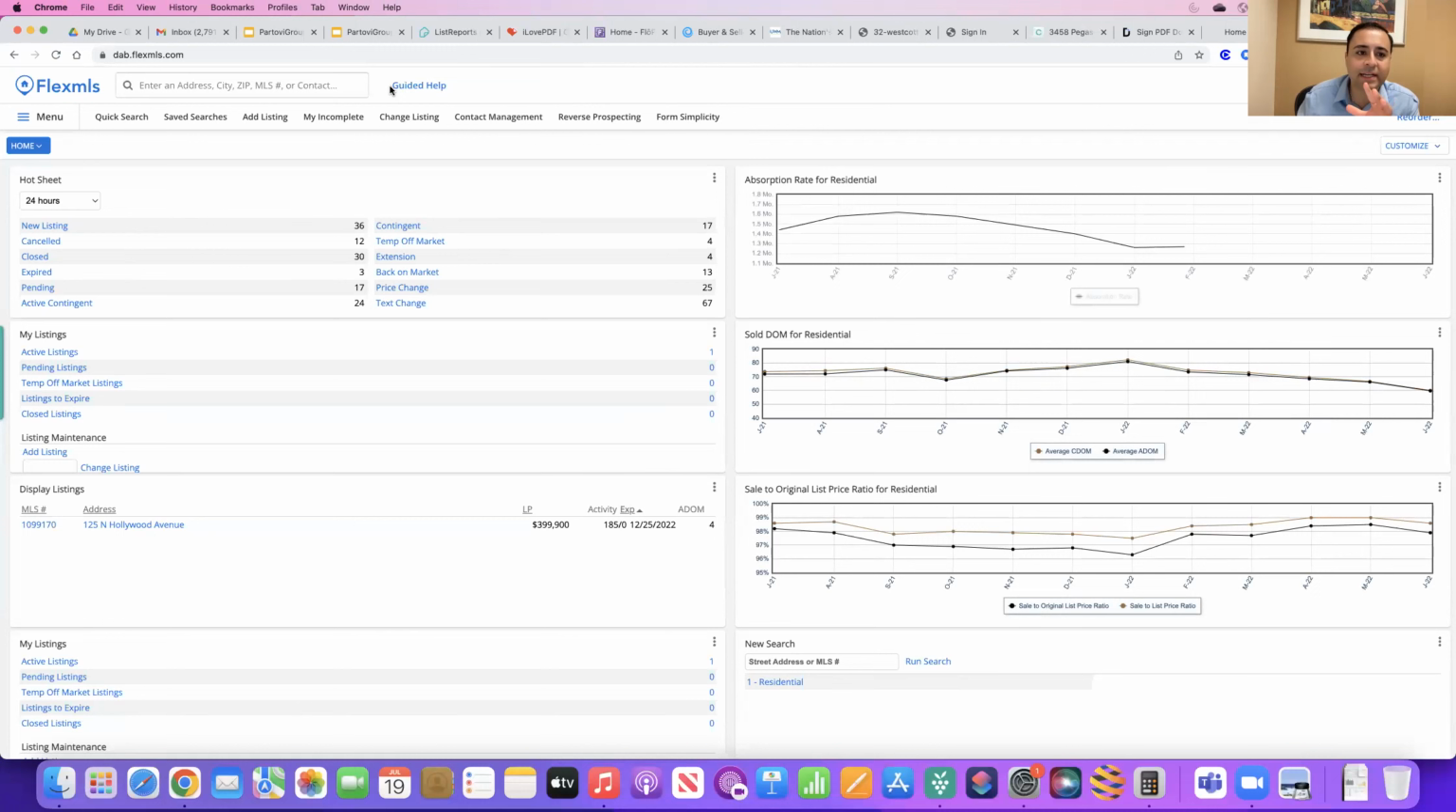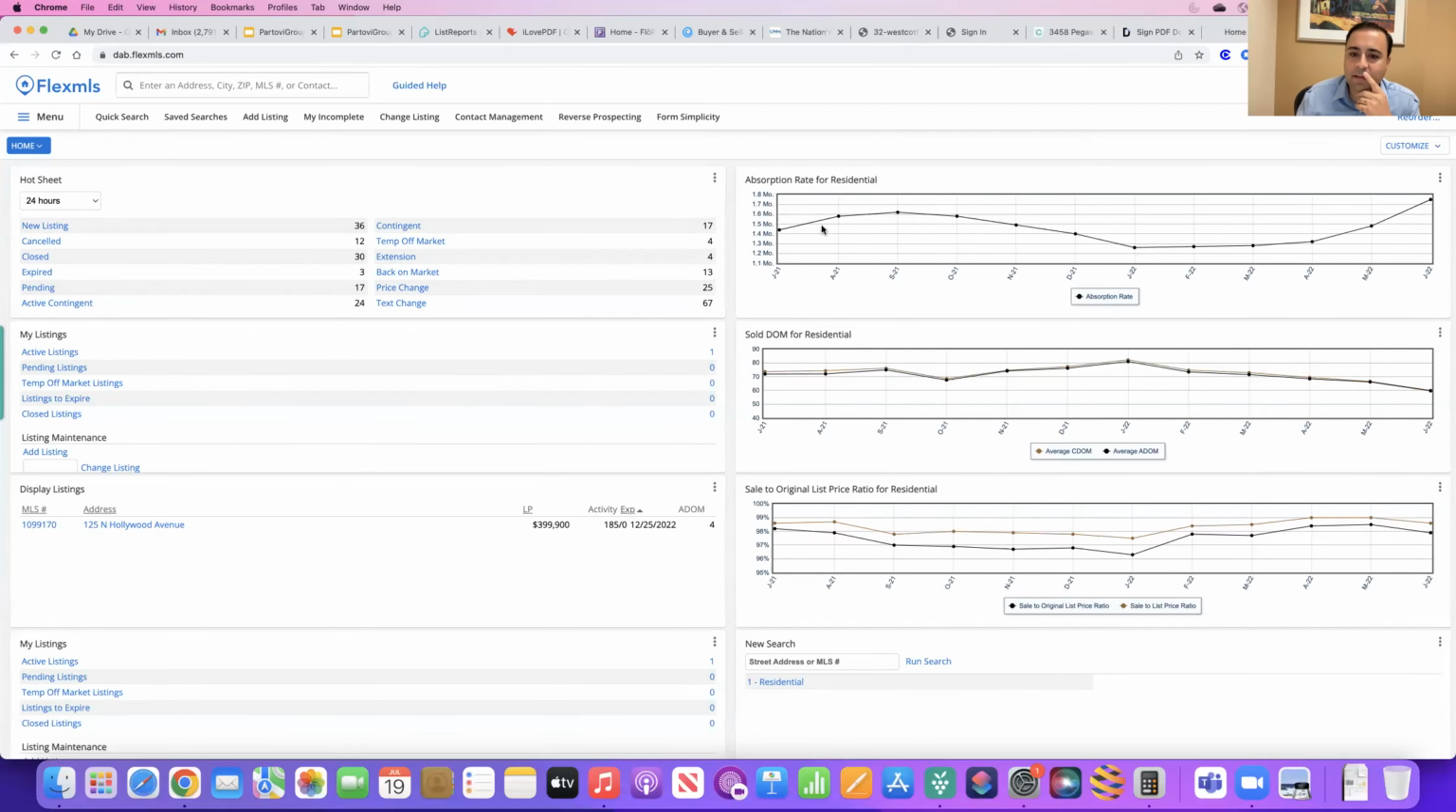In this MLS, they actually have a widget right here. It calculates the absorption rate for residential real estate, but for the entire MLS. Okay, so if you take a look, July of 2021 right here, the absorption rate was slightly over 1.45 months. That means at the current rate of buyers, it would take about a month, almost a month and a half to sell all the listings that were listed in the MLS.